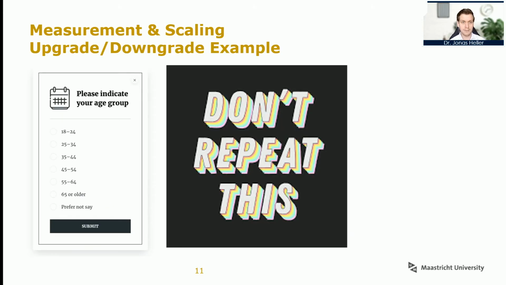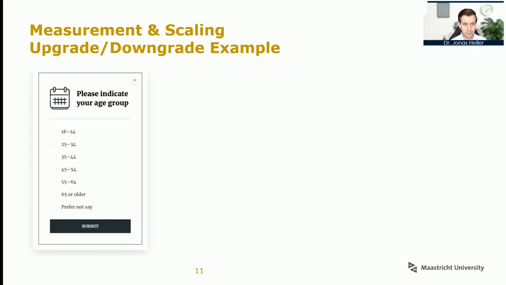Let me give you an example, and I hopefully have highlighted it clearly on this slide. This is an example that you should not repeat at home, so please don't do that for your MRP. I'll just show you what would happen if you do that. So imagine you want to measure age in a questionnaire. And one way to do that would be to give participants a multiple choice question like this, and participants can tick in which age group they are, right?